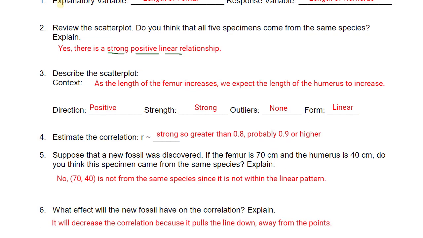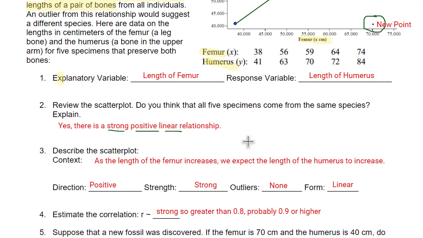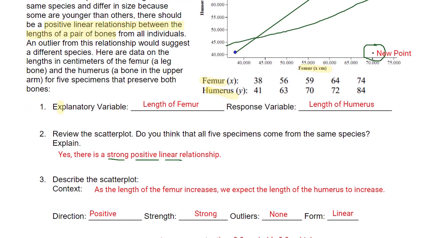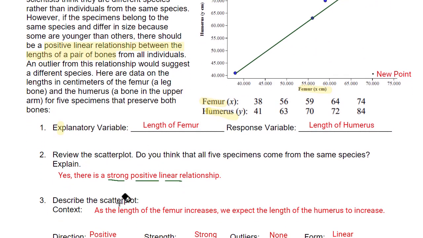So what effect will this new fossil have on the correlation? It's going to decrease it. So it won't be close to 0.9 anymore. It's going to pull it down, because it's going to pull the line away from this. In fact, I would guess that the line would probably go closer to something like this. Probably a little bit higher up, but you get the idea. Okay, so that's the first problem. Let me go ahead and erase these 2 marks so that they don't stay on there.